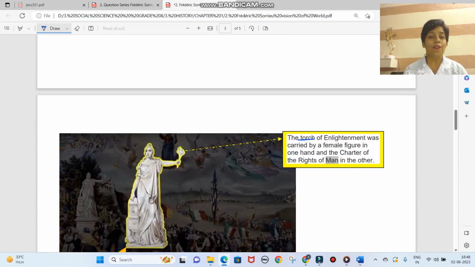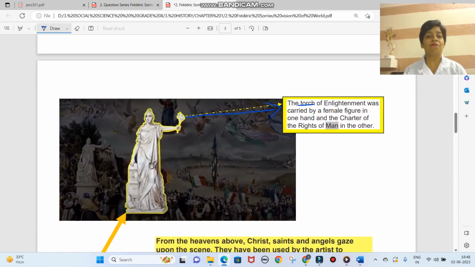Over here we can see that in one hand the female character, which is representing liberty, is holding the torch of enlightenment as a symbol of knowledge, as a symbol of motivation to move towards freedom. And on the other hand, this female character is holding the Charter of the Rights of Men. What does it mean? It means a list of the rights which the people of the country must have.